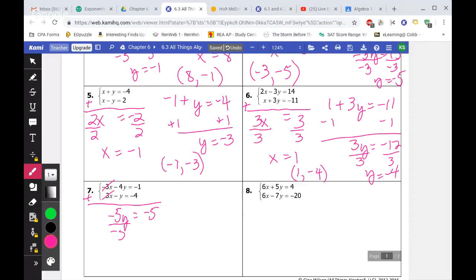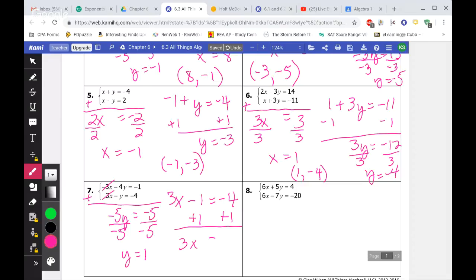Divide both sides by negative 5, and y equals 1. Now we'll substitute the value 1 back into one of the equations. I'm going to pick the second one this time, just to show you it doesn't matter which one you pick. It's going to work either way. I usually try to pick the simplest one, but none of these numbers are really ginormous.